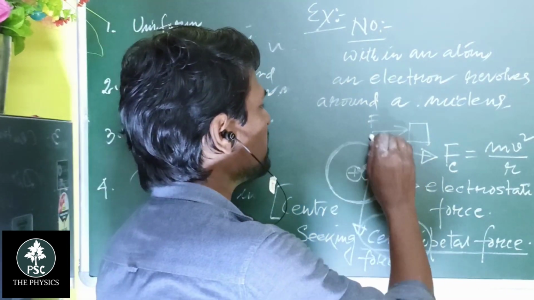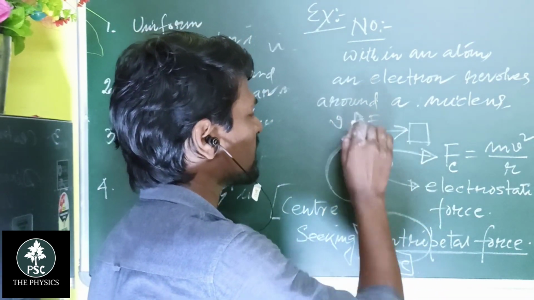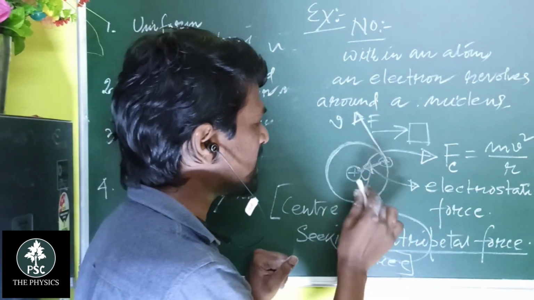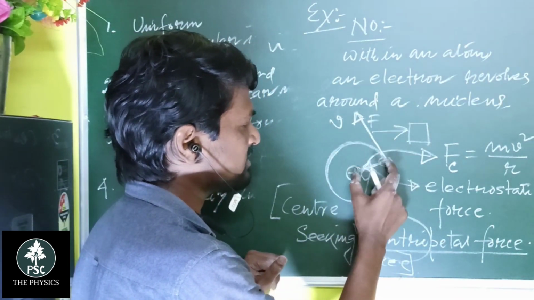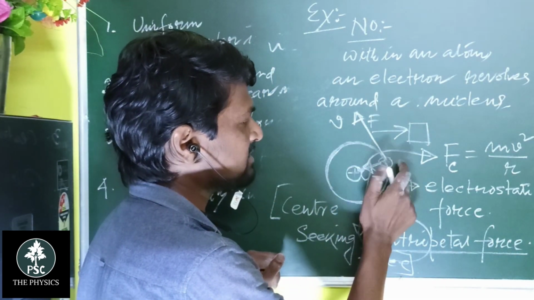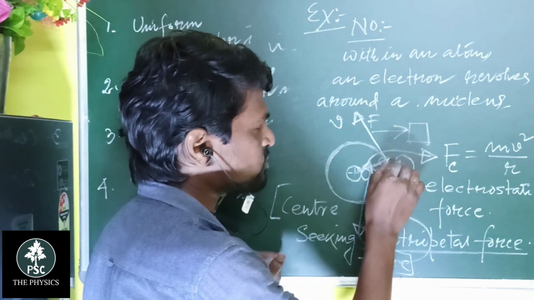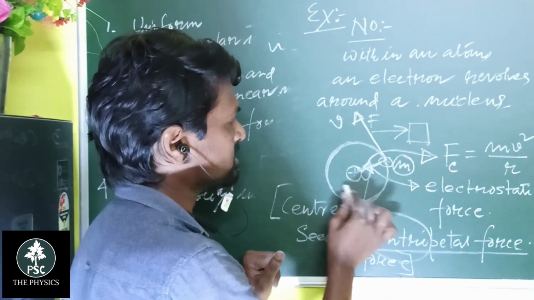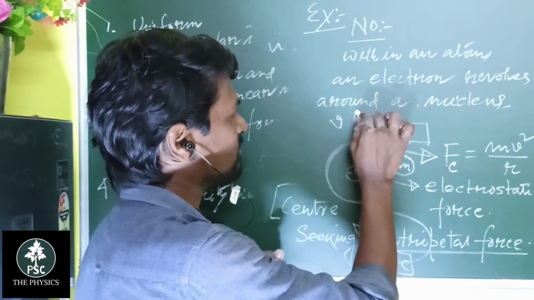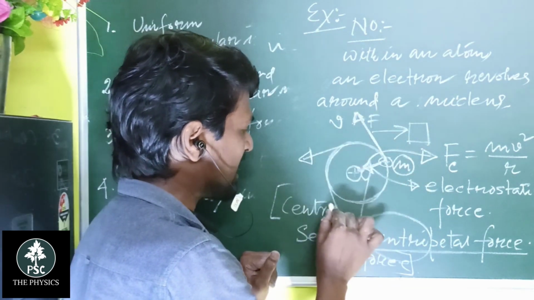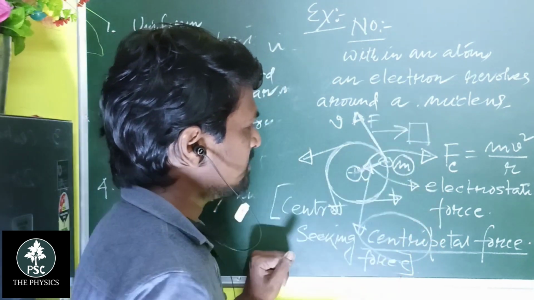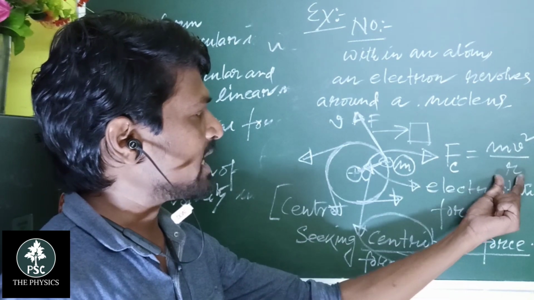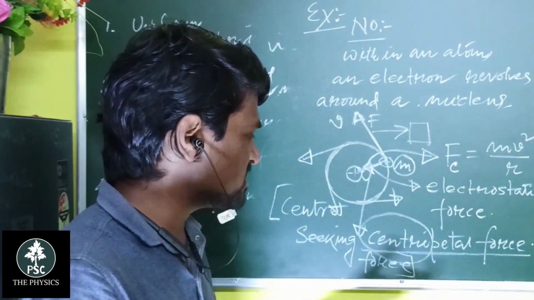What is v? This is the velocity with which the electron revolves around the nucleus. And what is r? This is the radius. We know that this is the radius, and this is the mass of the electron, and this is the velocity. At a particular point the velocity is along this direction, so at each point its direction is different. So Fc equals mv square by r, this is the expression of centripetal force.